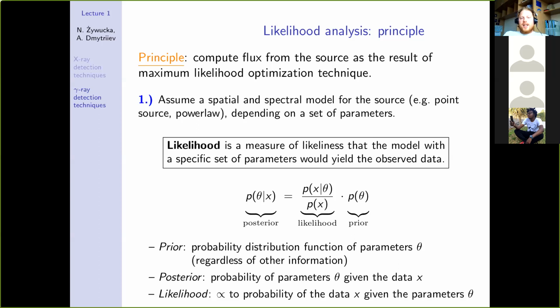So what exactly is likelihood? It's a mathematical concept. It's not exactly probability, but it's proportional to probability. So we can say likelihood is a measure of how likely it is that the model with a specific set of parameters would yield the observed data.